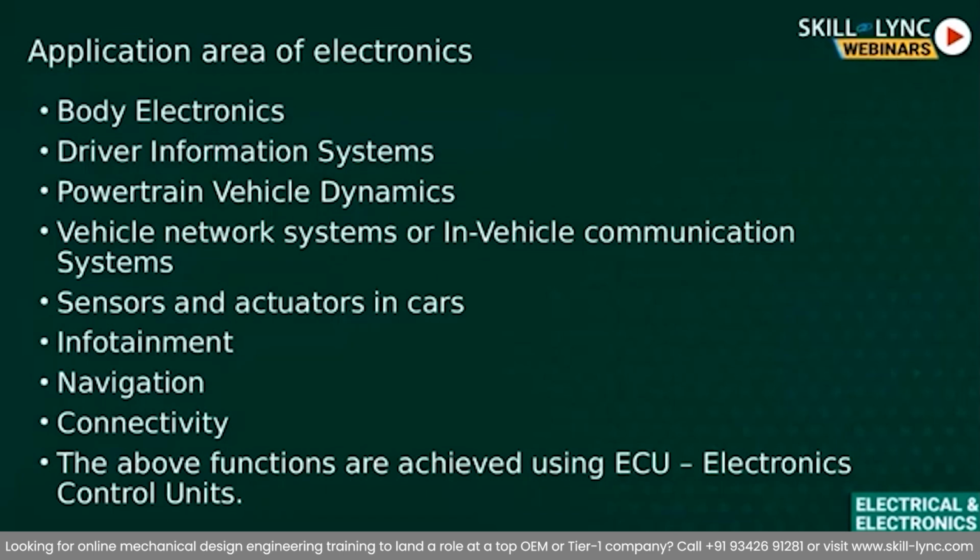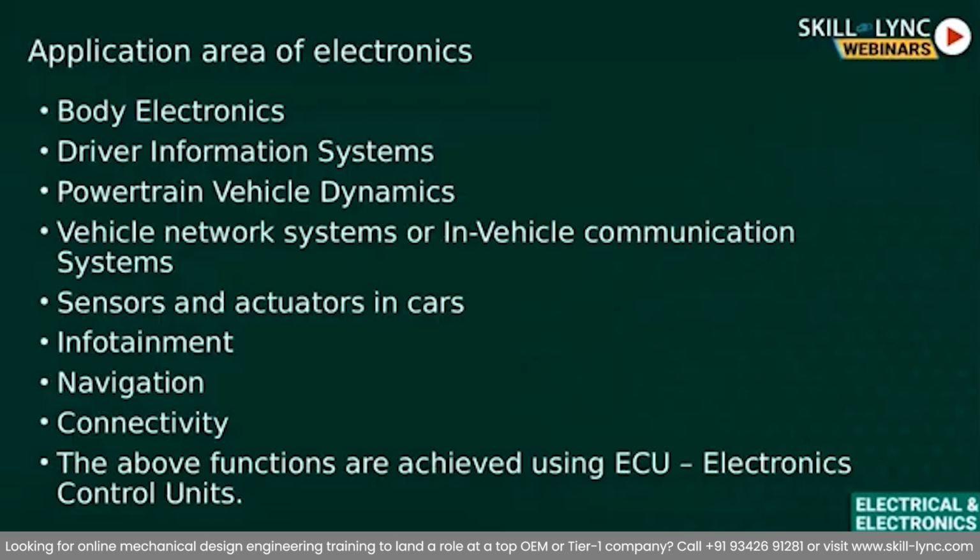Before we proceed further, I want to share one more point. In the slides, you'll see only few points. I'll be explaining each point when I'm taking the session. You'll not find every word in the slide, okay? Just the hints in the slide. So we'll move on. The other application areas of electronics include driver information system, powertrain vehicle dynamics, vehicle network systems or in-vehicle communication system, sensors and actuators in car, infotainment system, navigation and connectivity system.